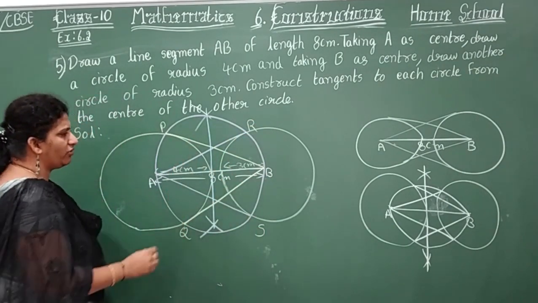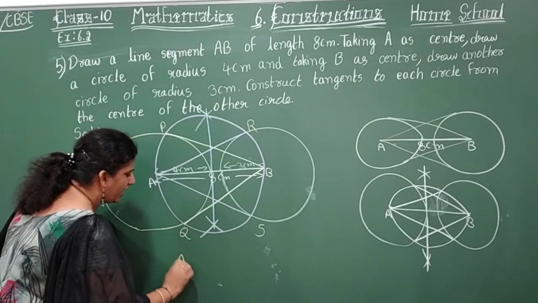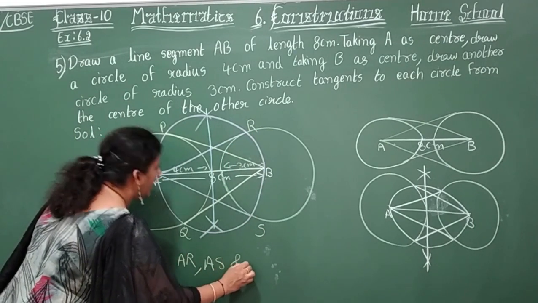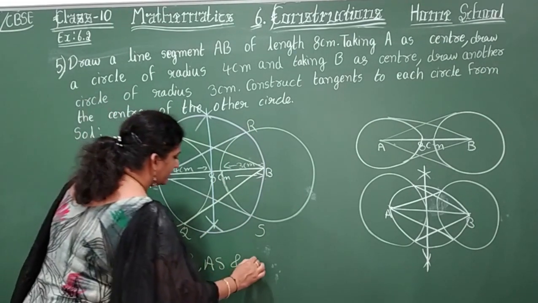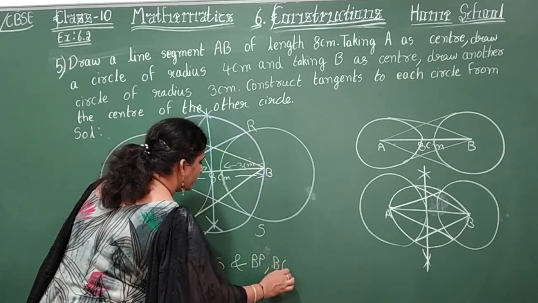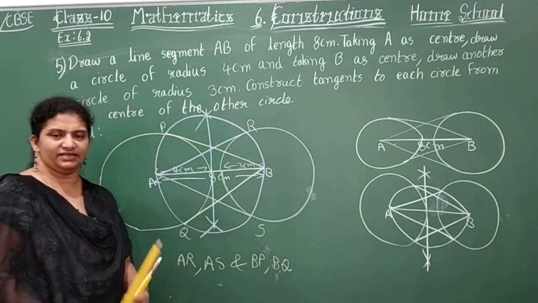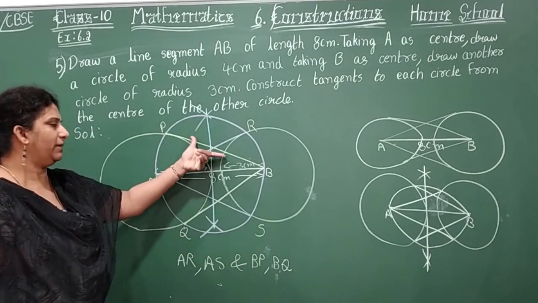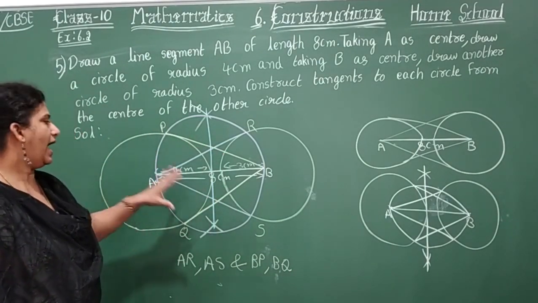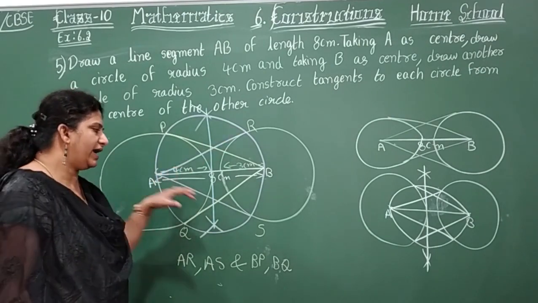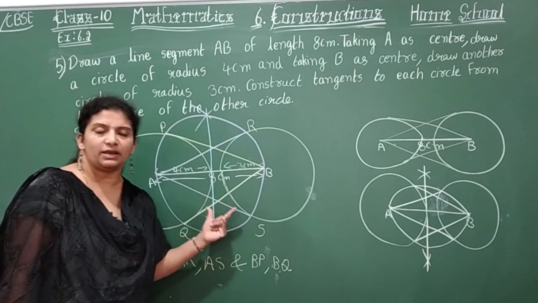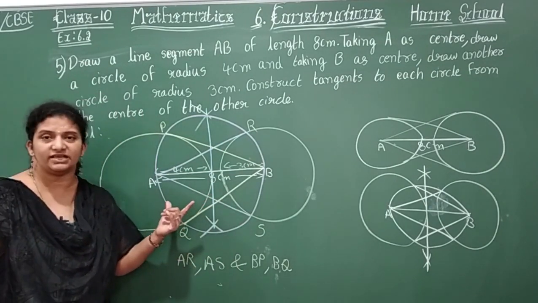So now what you are going to say here? AR, AS, and one more, children, BP, BQ are the four tangents. So look here, BP and BQ are the tangents for this circle, and AR and AS are the tangents for this circle. So once again I repeat here children, it's not so easy.